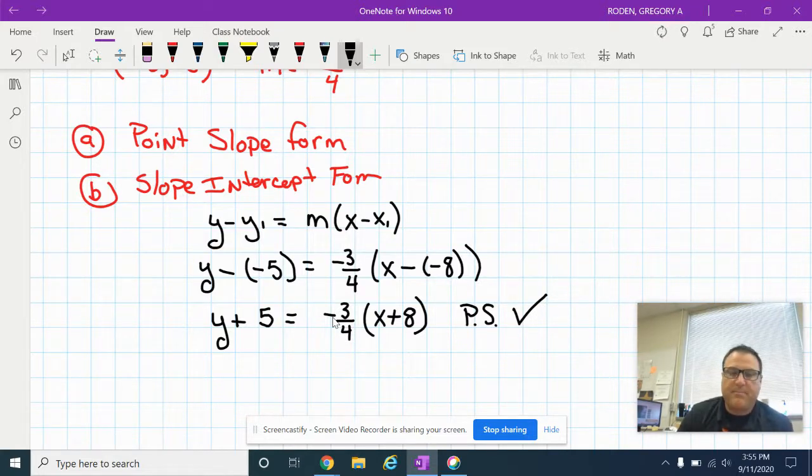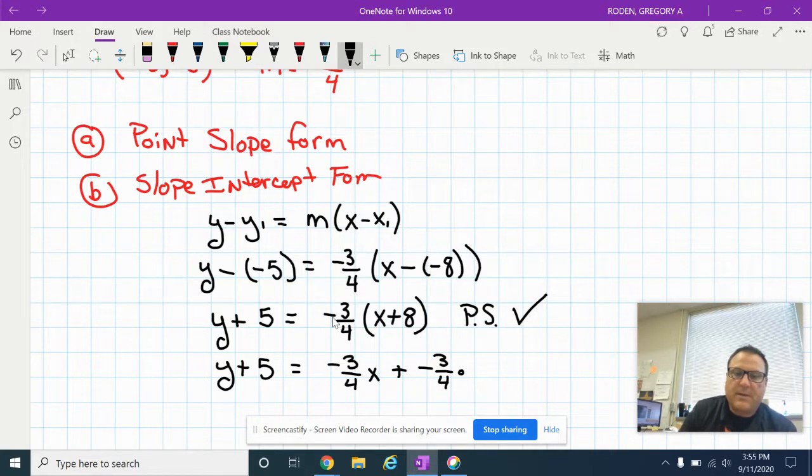All right, so now we have it in point slope, let's go ahead and put it in slope intercept. That's part B. Well, how would we do that? Well, the first thing we want to do is just a simple distributive property. So we have y plus 5 equals -3/4 x plus -3/4 times 8. Just distributed this -3/4 across.